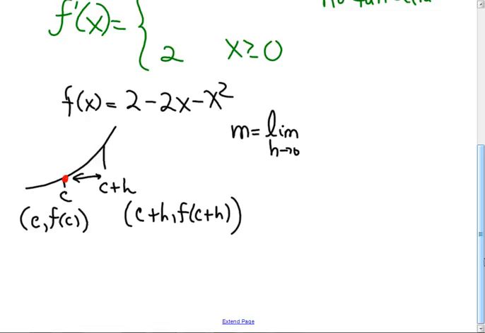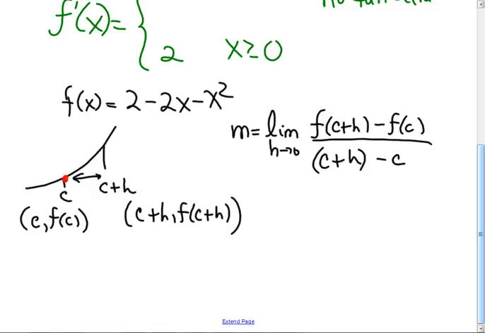So it's going to be this y value, f of c plus h, minus f of c, all over c plus h minus c. What happens to the c's in the denominator? They cancel. So this you might want to memorize, but I'm not even memorizing. I figure it out. It's just slope. If you realize it's just slope, it's easy. Otherwise, it's not so easy.